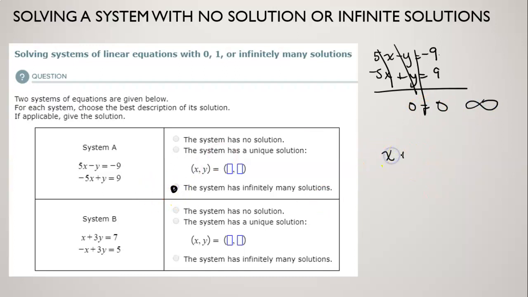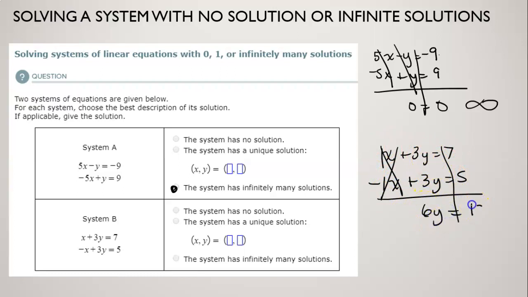For system B, you've already got these in standard form. I notice that I've already got a positive 1x, remember there's an invisible 1 there, and a negative 1x. All I need to do is add. Remember, we're adding. Negative 1 and positive 1 cancel out, but 3 and 3 do not. 3y and 3y make 6y, and 7 plus 5 makes 12. We're going to divide both sides by 6, and so y equals 2. So you should have said that this system has a unique solution, one solution. And so y has to be 2, but we don't know what x is equal to.